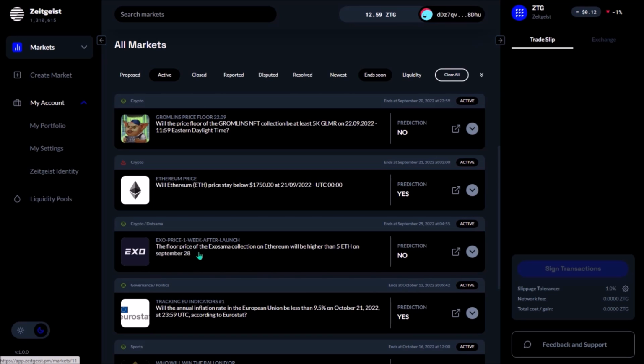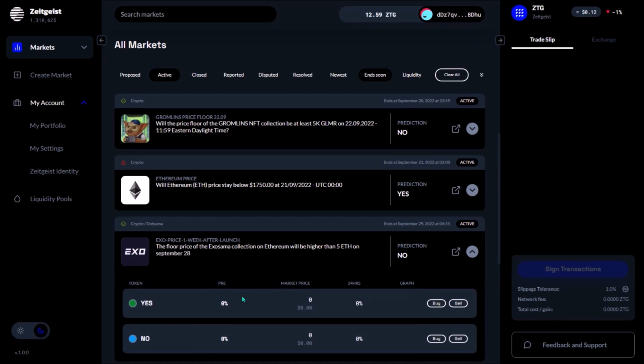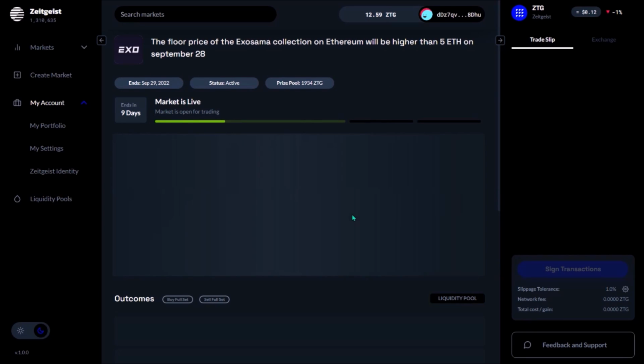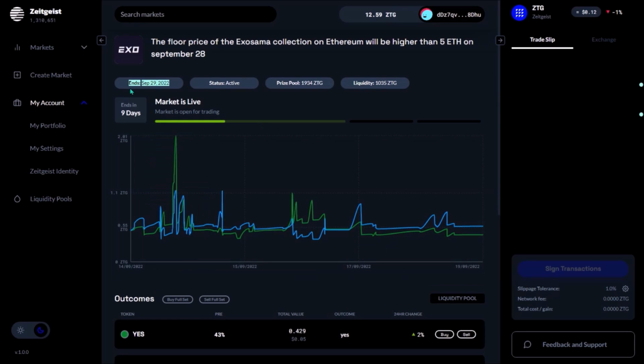Since I find this particular market interesting and I believe I can correctly predict the outcome, now I need to buy the outcome token, which I believe reflects the most likely outcome of this market. I can either click this down arrow and will have an option to buy yes or no token right away, or I can maximize this market by clicking on this square icon and I will see the additional information of this market. Here is the end date, current status, price pool and ZTG liquidity in this market.